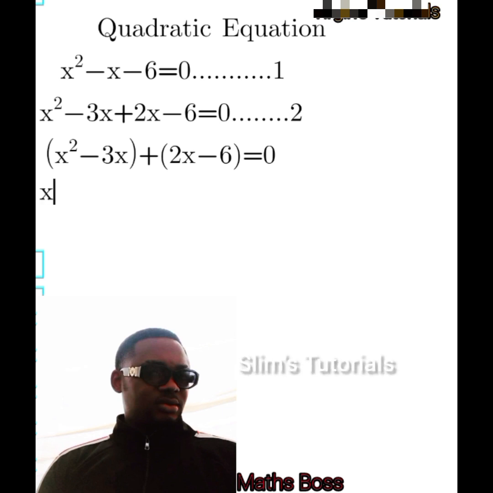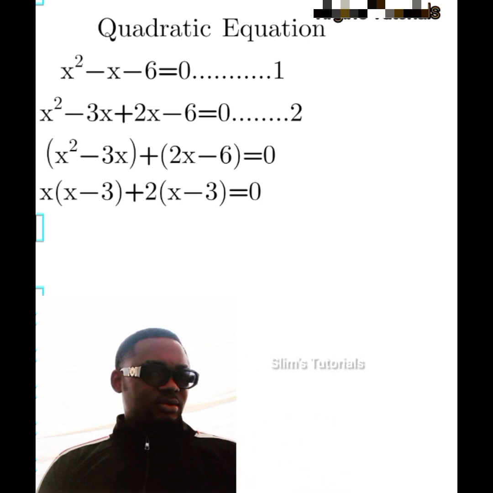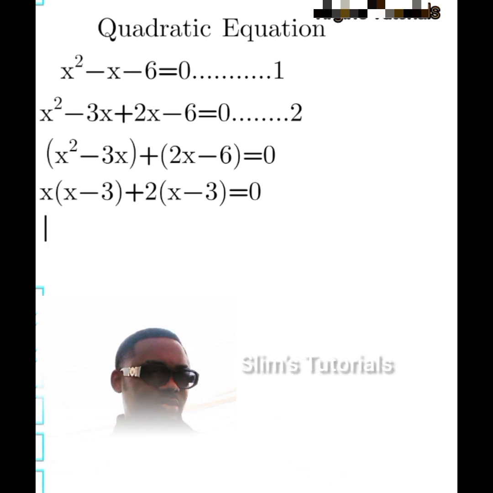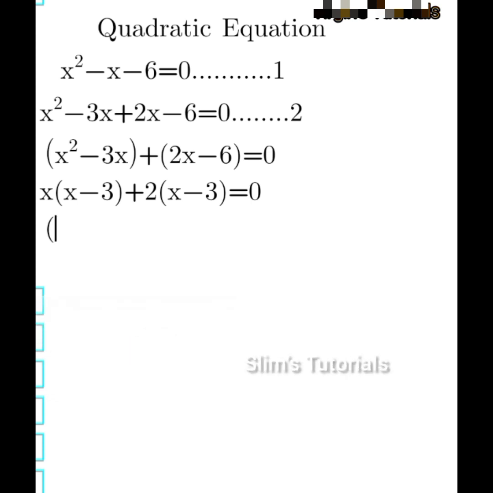So x is a common factor from the first binomial. Now we have x, cancel x squared is x, cancel minus 3x is minus 3. I close the bracket. I have again plus 2 as a factor from the second binomial. Plus 2, cancel 2x is simply x. Plus 2, cancel minus 6 is simply minus 3. I close the bracket, which is now equal to 0. You get me? Now, we have to take out one factor, which is x plus 2, and another factor, which is x minus 3.